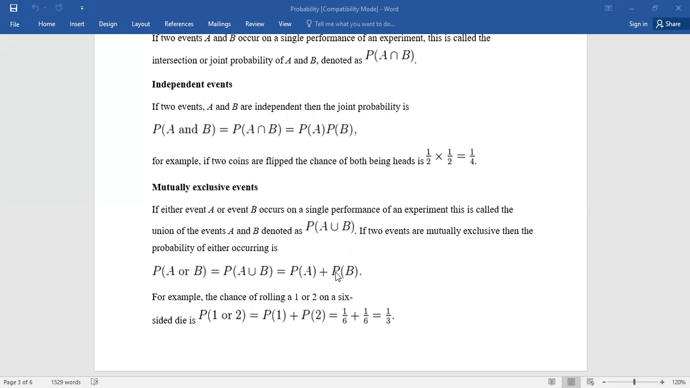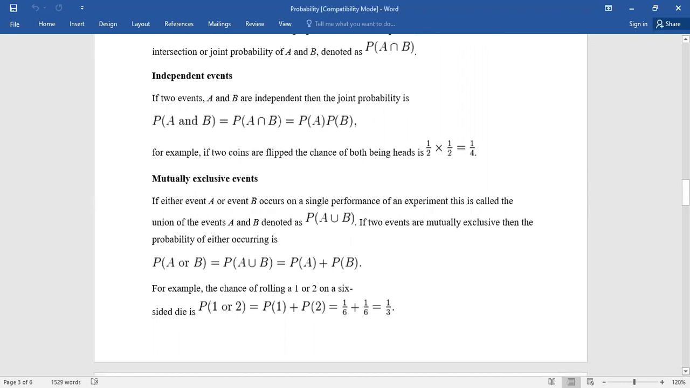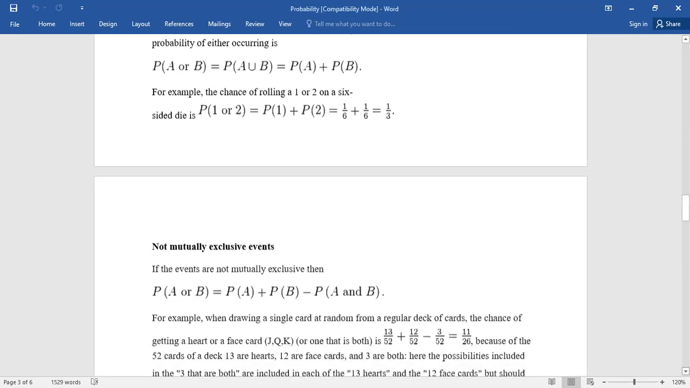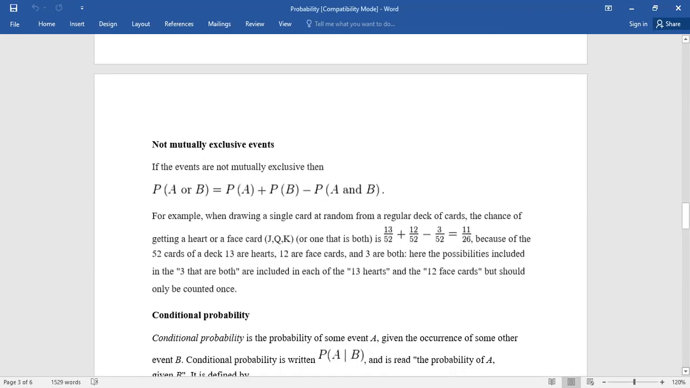Or I get a 2, or I miss all. You get? So we are talking of mutually exclusive events. The happening of one does not stop us from getting the results of the other. So those are mutually exclusive events. Then we have not mutually exclusive events.